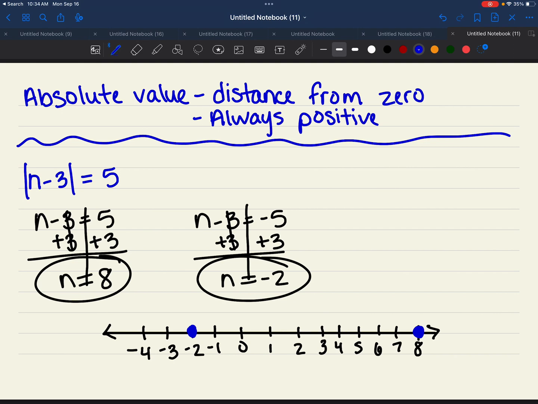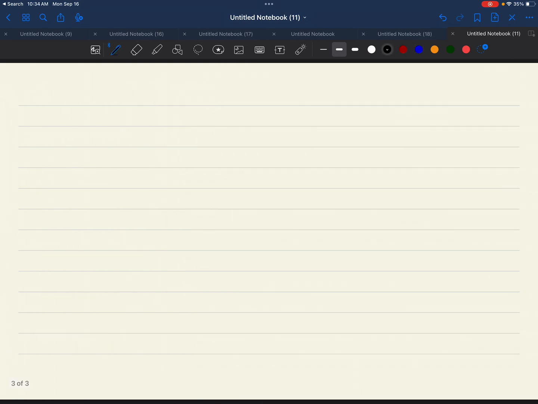Listen, I'm really giving you pretty basic stuff today. You're going to write two equations, you're going to solve, and you're going to get two solutions. We're going to walk through a couple more examples of this, and then I'm going to let you work on your own. All right, what about |8w + 5| = 21?